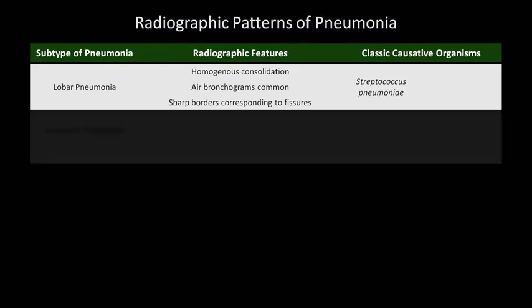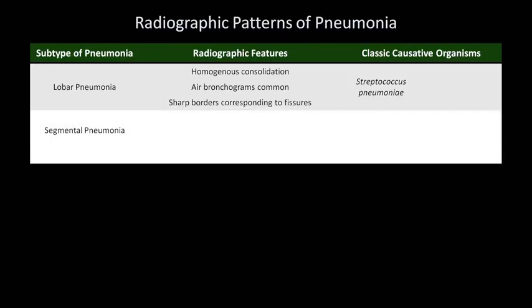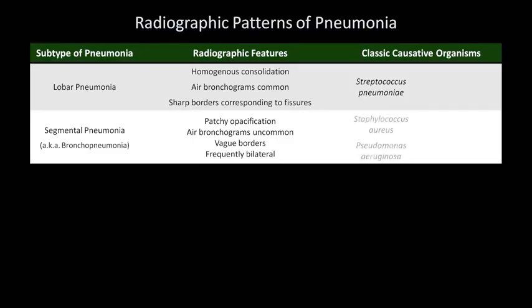Contrasting with lobar pneumonia is segmental pneumonia, more frequently referred to as bronchopneumonia. Bronchopneumonia consists of patchy opacification and vague borders. It is frequently bilateral, and air bronchograms are relatively uncommon. Classic causative organisms include Staph aureus and Pseudomonas. Klebsiella and H. flu are commonly associated with both types.